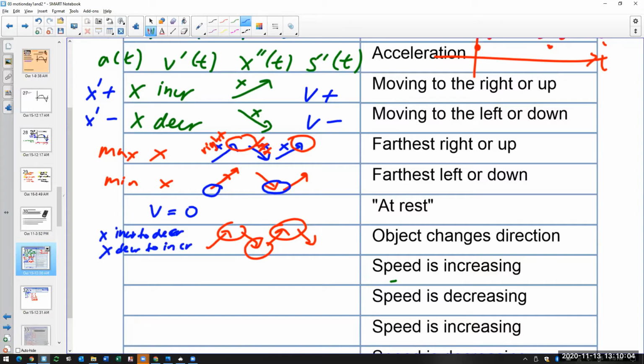Do you agree with that? That's when I'm turning around, okay? When X is increasing, and then I turn around when X is decreasing. Do you guys agree? Every time I turn around from increasing to decreasing, that's when I change direction.